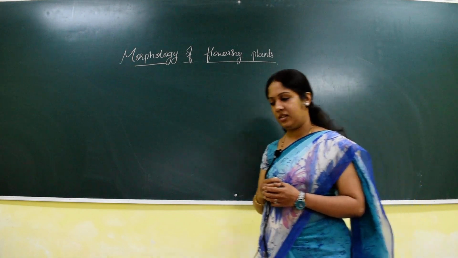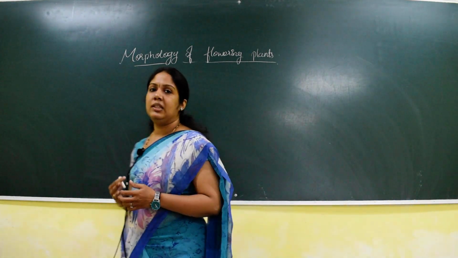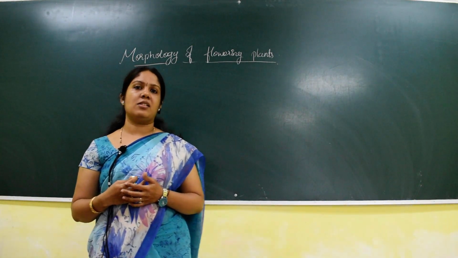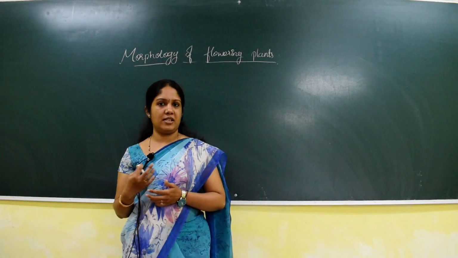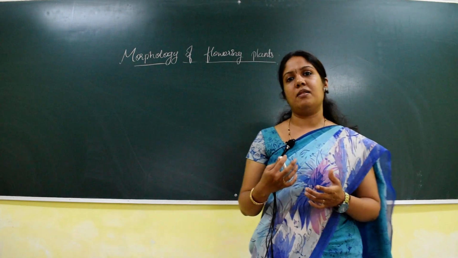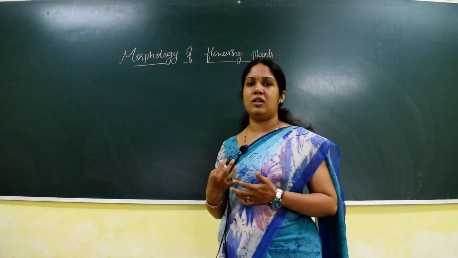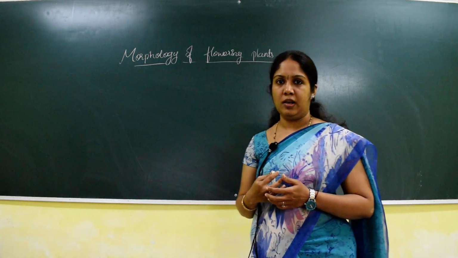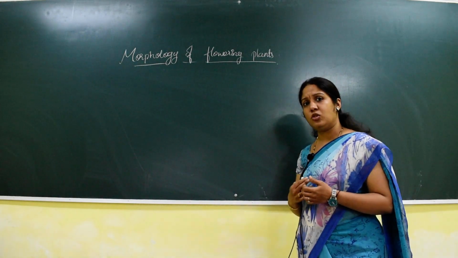In the last class we discussed the shoot system. In the root system, there are two types: tap root as well as fibrous root, and the main function of the root is that it helps in absorption of water as well as nutrients from the soil. Next we discussed the shoot system.